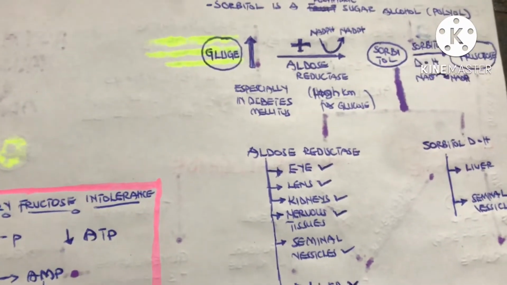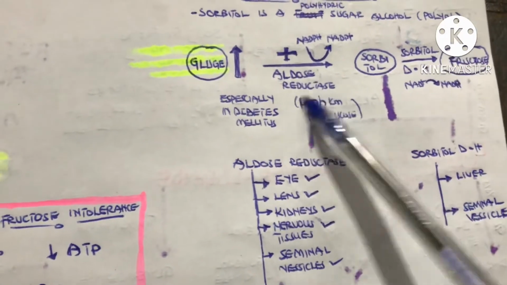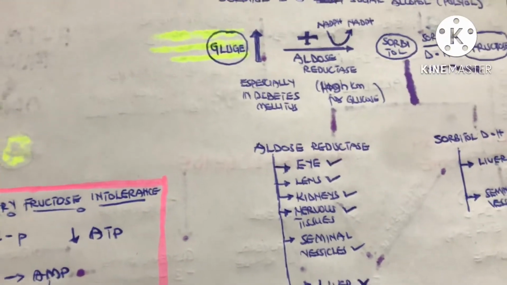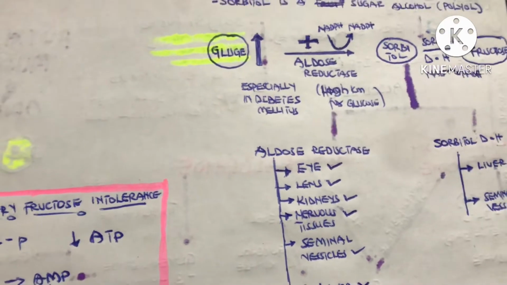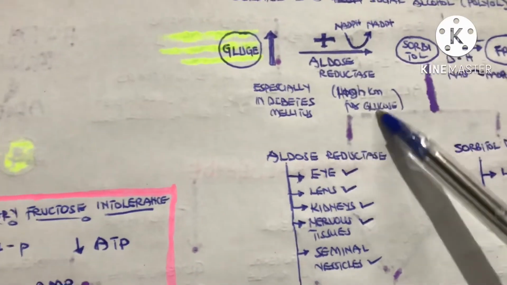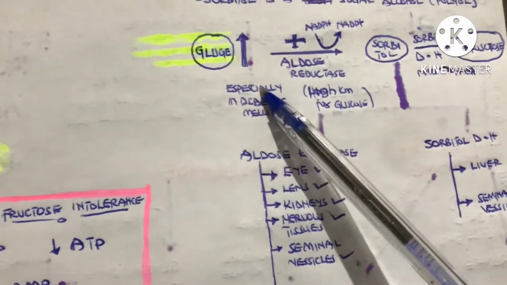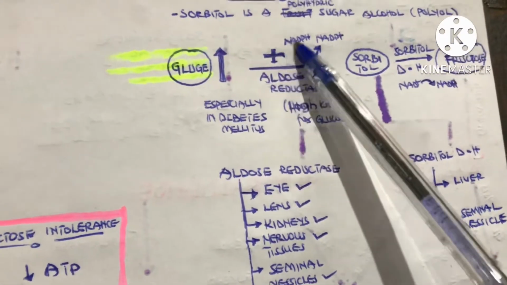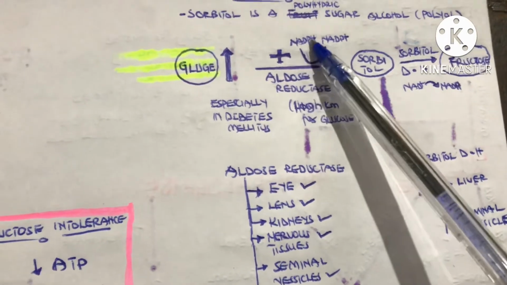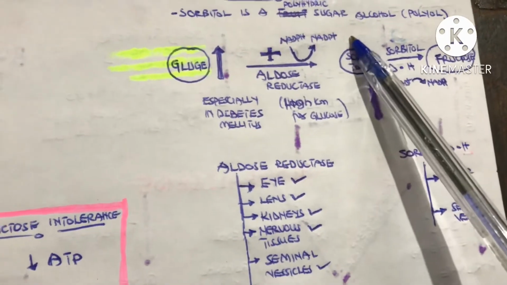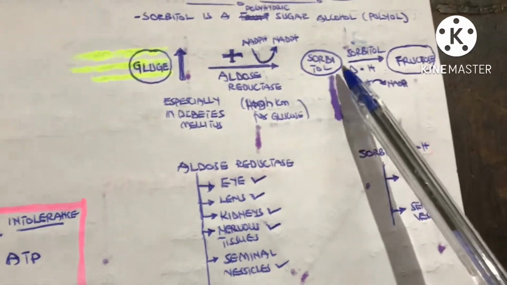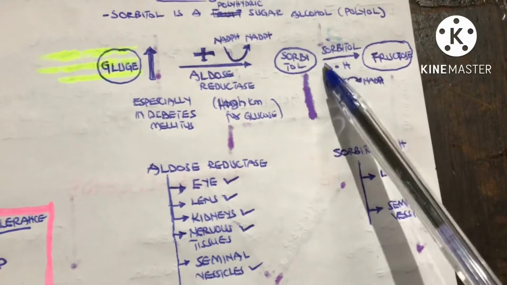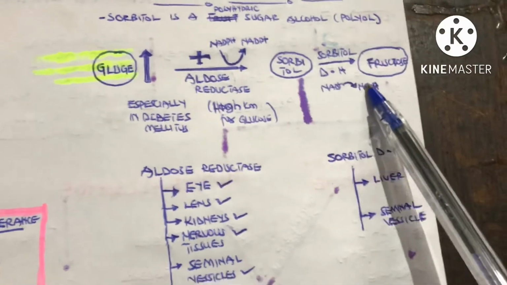So excess glucose will activate a certain enzyme we call aldose reductase. When glucose is in excess, that is when this aldose reductase becomes activated. Because it becomes activated only in excess glucose, we say that it has a high Km, or low affinity for glucose. This aldose reductase will reduce the glucose to sorbitol. And in this step, NADPH is required. So NADPH will be converted to NADP plus and hydrogen ion. This sorbitol, by the help of the enzyme sorbitol dehydrogenase, is oxidized into fructose, and in this step NAD plus is required.